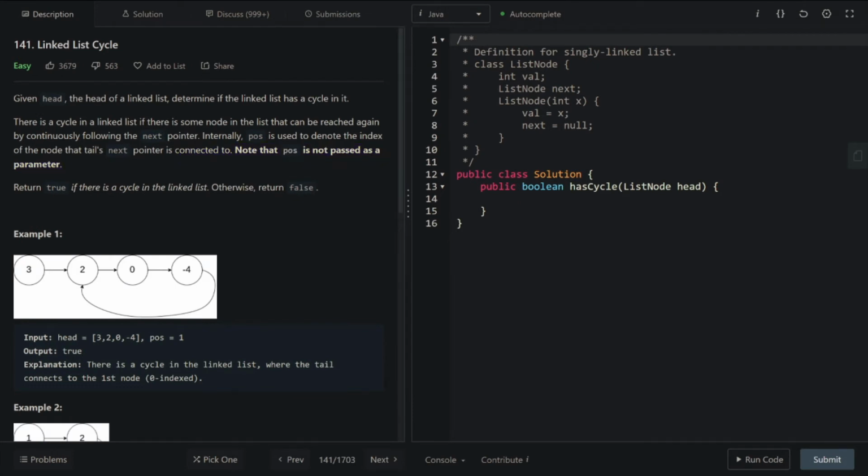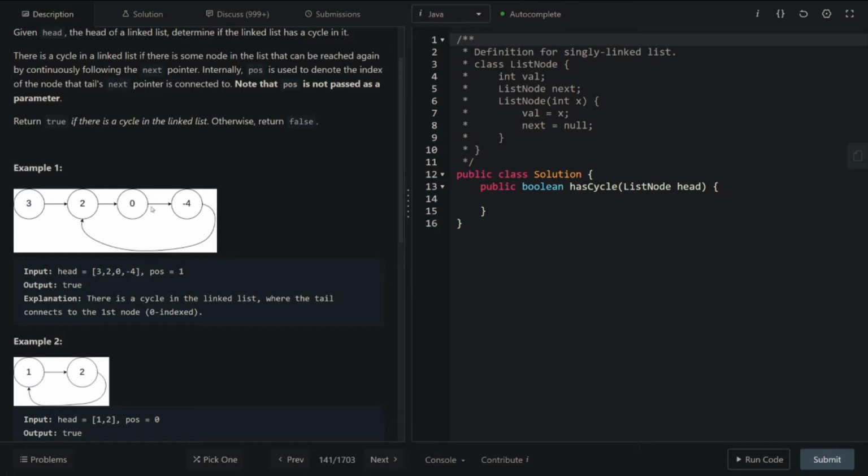We are given a head, the head of a linked list specifically, and we have to determine if the linked list has a cycle in it. A cycle in a linked list is defined if there is some node in the list that can be reached again by continuously following the next pointer. We have this linked list 3, 2, 0, and -4. Because -4's next points to 2, this linked list will continue forever. We need to detect that and return true. Otherwise, if there is an end, we will just return false.